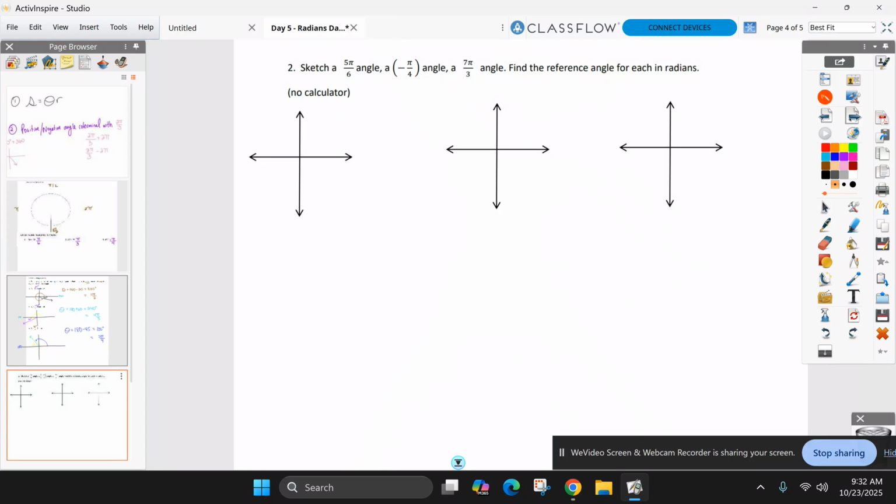Next up. Sketch an angle, find the reference angle in radians. Now, I say no calculator, but if you need it, you need it. I want you to see how quick this is going to go now. 5 pi over 6. I want your help graphing it. I ain't got no time for calculators. Pi over 6, what do you got for me? Pi over 6 is 30. 30 times 5. Oh, that's a 150 degree angle. Go ahead, graph 150.